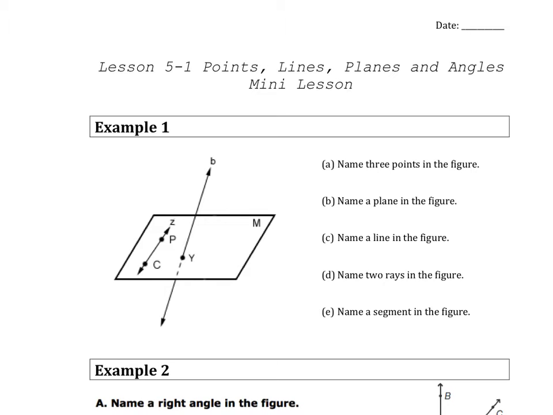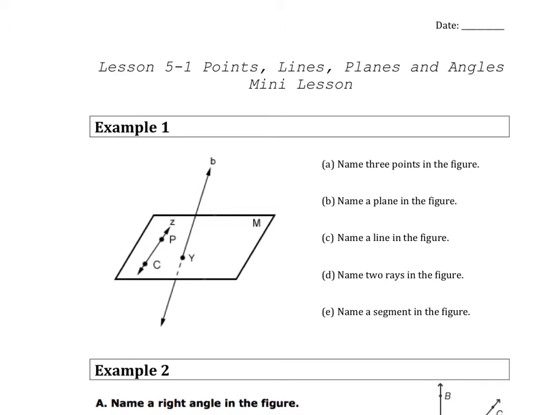Hi everyone, today we're talking about the introduction of geometry, which is basic definitions of points, lines, planes, and angles. First thing we're going to talk about is what each of those are prior to going through the figures that we have here. A point is literally a dot. It's represented by a dot.